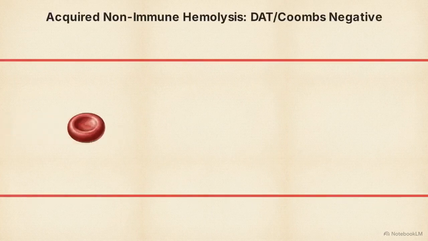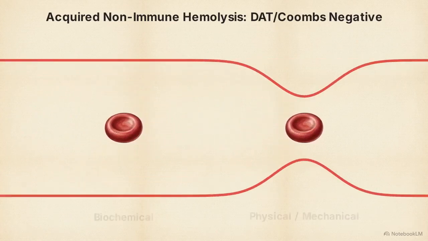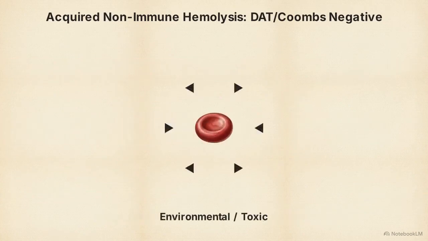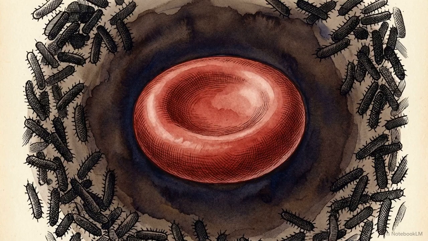Diagnosis of hemolysis begins with the direct antiglobulin test. A positive result indicates immune-mediated destruction, but non-immune hemolysis returns a negative DAT. Without antibodies tagging the cell, non-immune hemolysis requires direct environmental, biochemical, or physical damage to the red blood cell membrane. Infections serve as a primary vector for this direct damage.